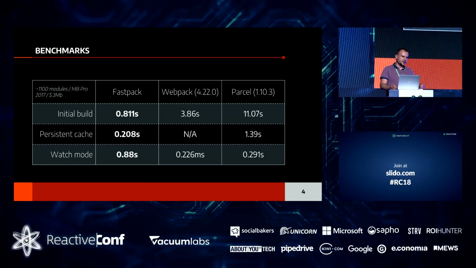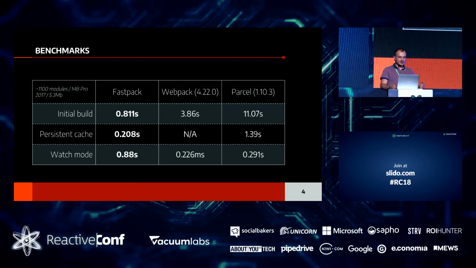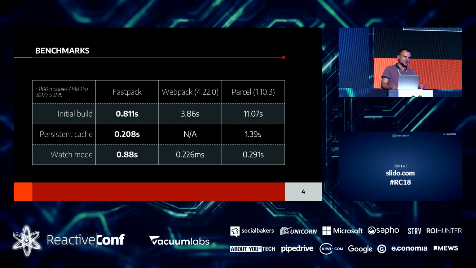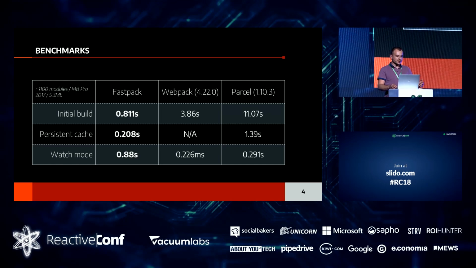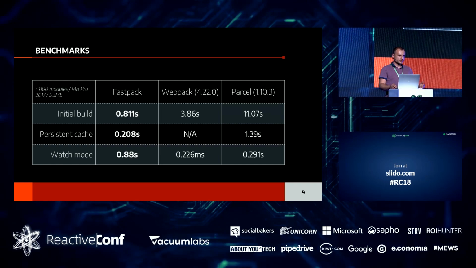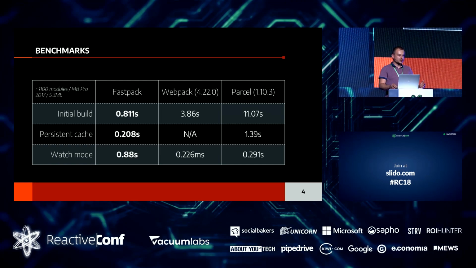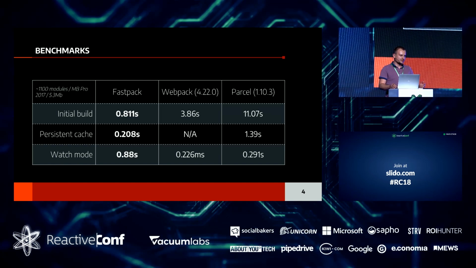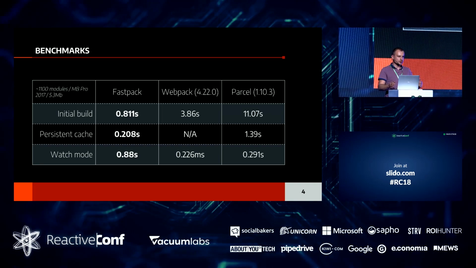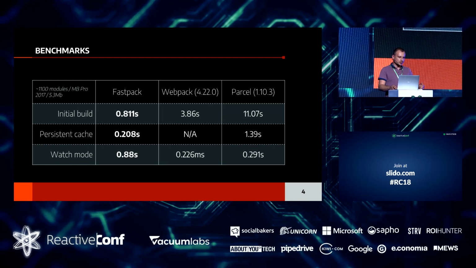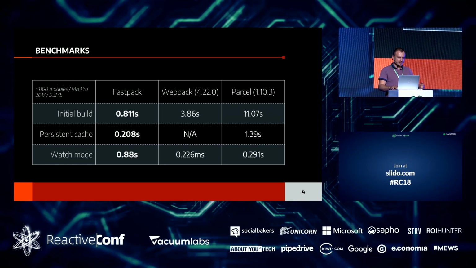The persistent cache mode is the subsequent run, which means that there might be some artifacts from your previous build, and you can reuse those in the next build. And the watch mode is something you are very familiar with. This is when you're running a dev server or just watching the file system, changing one file, and the bundle rebuilds.